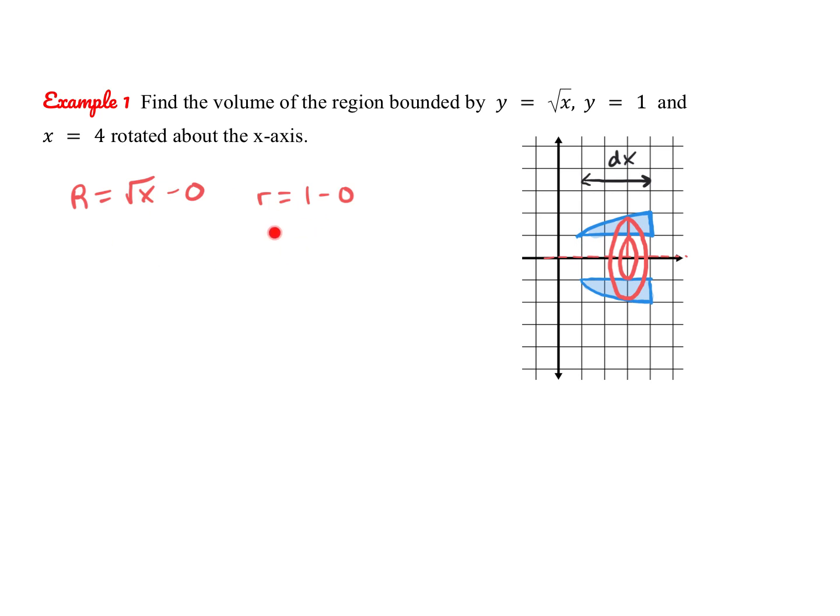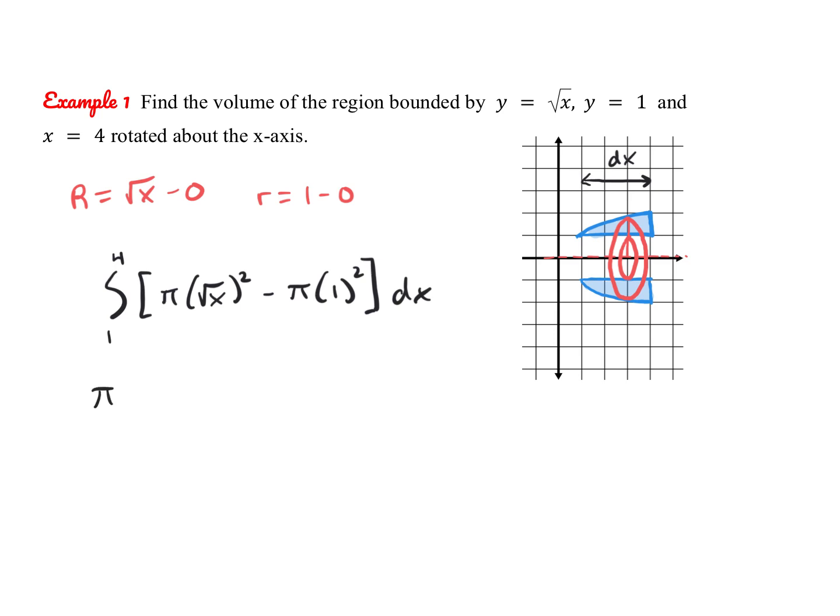And I have everything I need for my setup. So again, I'm integrating with respect to x, so from 1 to 4. And then I'm just going to show the full thing out, and then next time I'm going to automatically pull out my constants. But I have pi times my large radius squared minus pi times my small radius squared dx. So that's the general setup of our integral.